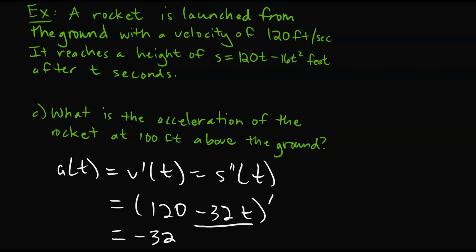32. So notice that our acceleration is a constant, and the units for this are feet per second, so we write that as feet per second squared. So the acceleration of the rocket is a constant at any point of the trajectory of that rocket. And in particular, at the 2 times that we found where the rocket is at 100 feet, the acceleration is negative 32 feet per second squared. And you may recognize that quantity, negative 32 feet per second squared, as the acceleration due to gravity.